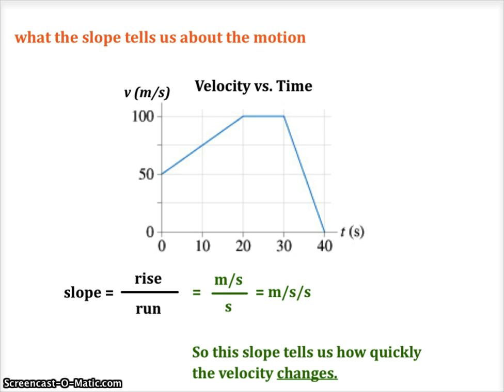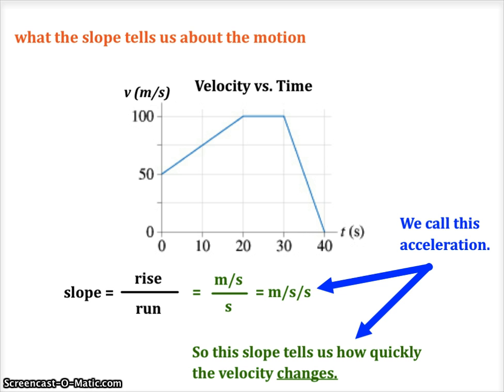Acceleration will have units of meters per second per second, and that slope tells us how quickly the velocity changes. So a high value of acceleration could mean a very large change in velocity, but it could also mean a moderate change in velocity in a very short amount of time.